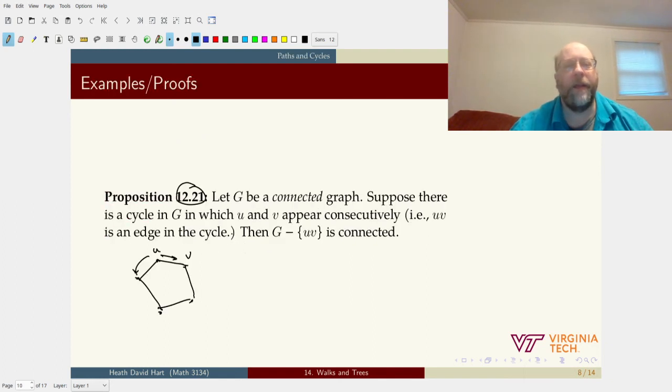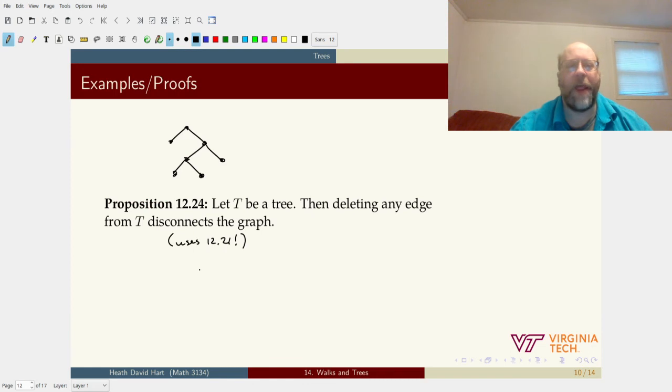The idea is that in a cycle, I can delete an edge and not lose connectivity because I can connect from U to V directly, or I can go around the other direction. If I don't have any cycles, I don't have that redundant connectivity, and so deleting an edge causes the graph to disconnect. So it has to do with the fact that a tree has no cycles.